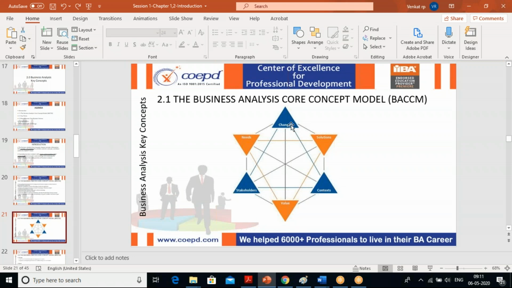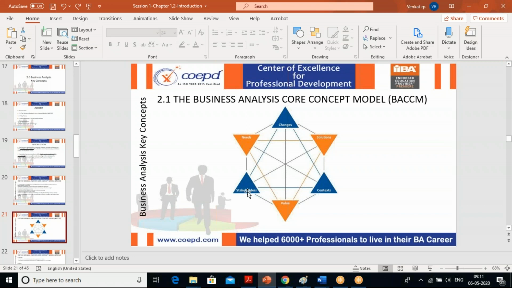So here we need to understand BACCM. It says that for any work, any task, any initiative you do, first of all you need to realize the need, why you are doing it. To address this need, a solution is required. For you to bring up the solution, you have to make a change, and for this change you have to understand the as-is state and the to-be state, the current state and the future state.